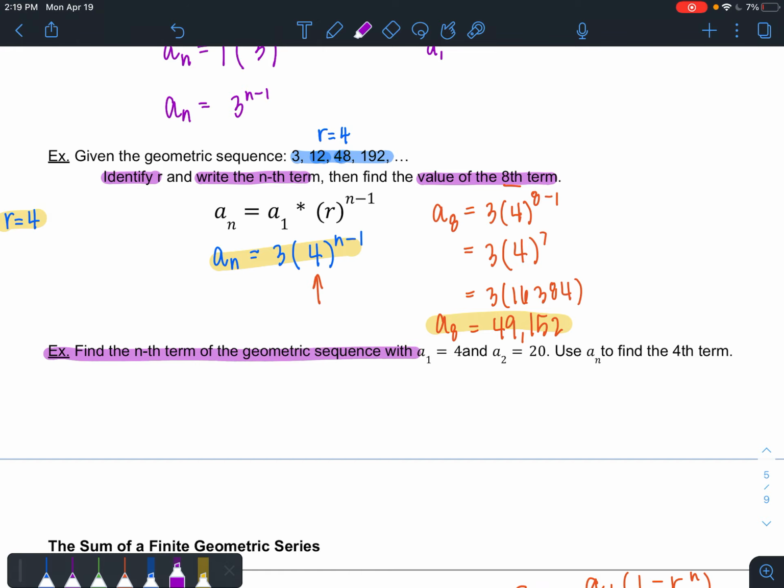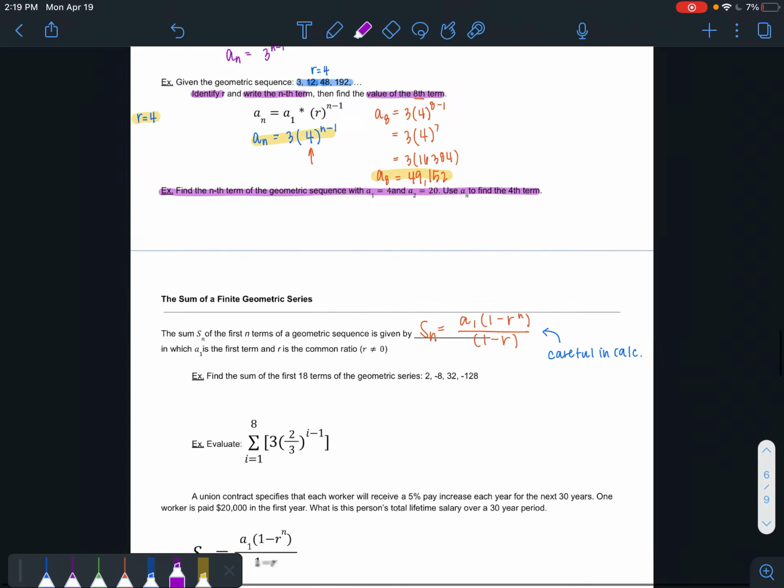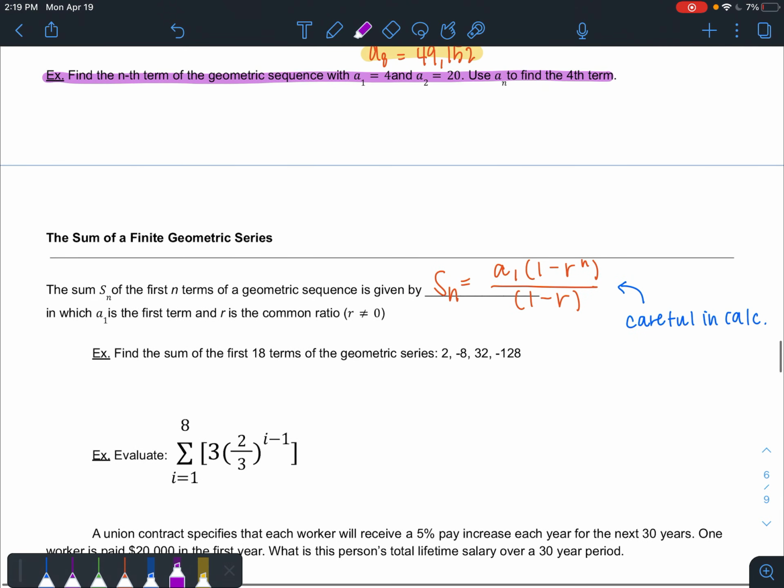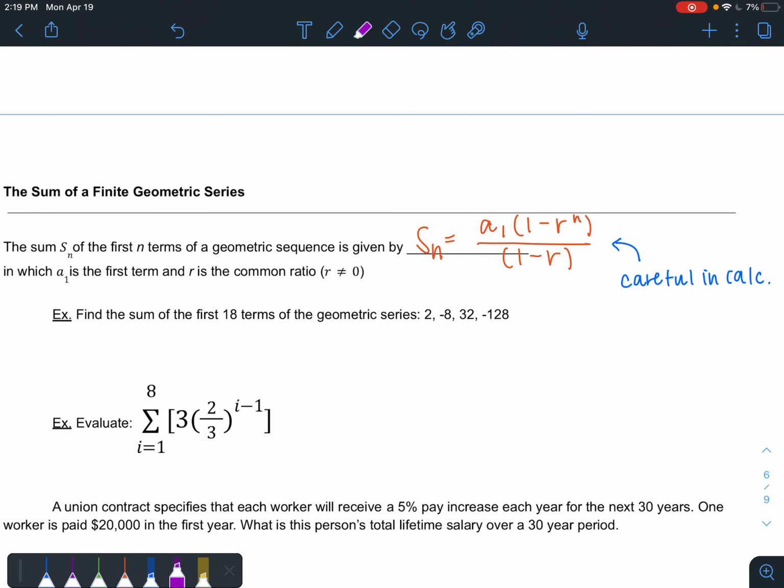All right, and then we'll save this last one. I believe this is our last section. We're trying to find the sum of a finite geometric series. So here's the sum written here. S of n is equal to a sub 1 times 1 minus r to the n all over 1 minus r. And of course, r cannot be equal to 0.